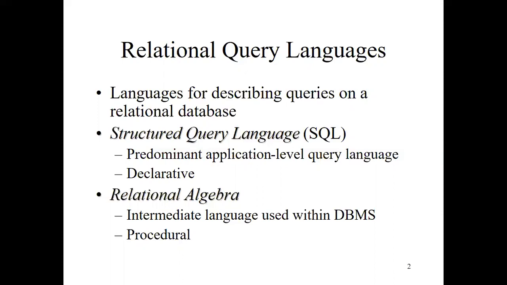So, relational query languages. Basically, these are the query languages to interact with the database management system. When I say relational query language, it is a language for describing queries on the relational database. There are two types of query languages: procedural query language and non-procedural query language.